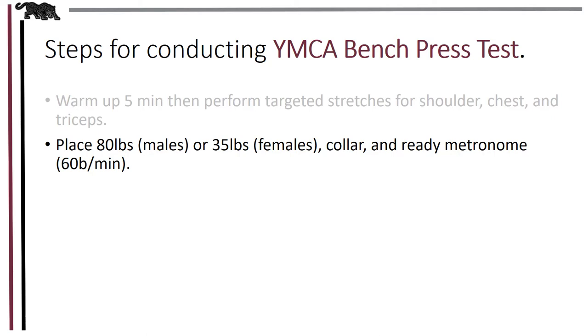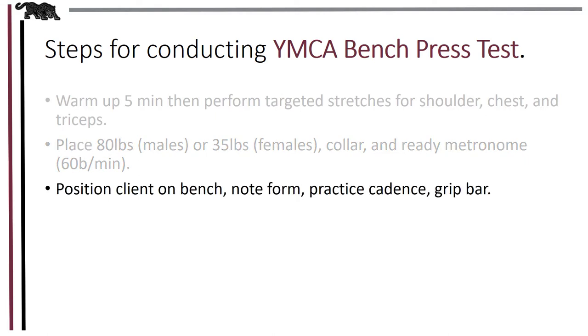Before beginning the test, you can have your client position on the bench, turn on the metronome, and move their arms up and down in sync with the beat to mimic the test. When they understand the cadence, have them grip the bar so that their hands are slightly wider than the shoulder width grips, and let them know the importance of having a spotter for safety reasons.